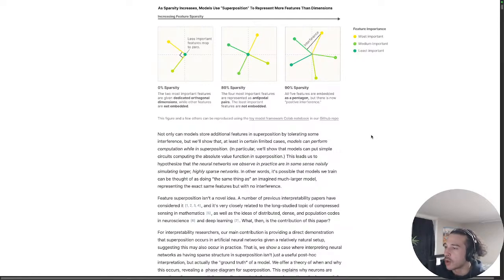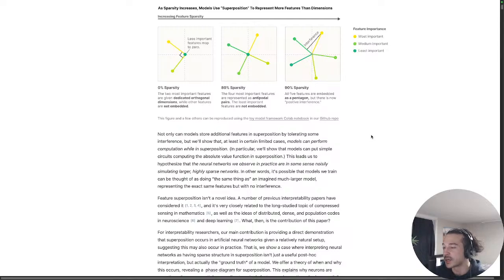Cool. Not only can models store additional features in superposition by tolerating some interference, but we'll show that, at least in certain limited cases, models can perform computation while in superposition. In particular, we'll show that models can put simple circuits computing the absolute value function in superposition. This leads us to hypothesize that the neural networks we observe in practice are in some sense noisily simulating larger, highly sparse networks. In other words, it's possible that models we train can be thought of as doing the same thing as an imagined much larger model representing the exact same features but with no interference.